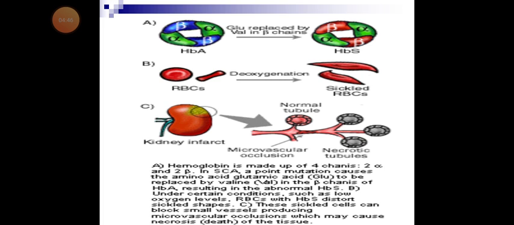In this figure you can easily see how HbA is converted into HbS, that is glutamic acid is replaced by valine in the beta chain. The red cell has a normal biconcave configuration, and on deoxygenation it will turn into sickled red cells. And you can see the end artery, because of microvascular occlusions there is end organ damage, that is in the kidney, which you can see in this picture.